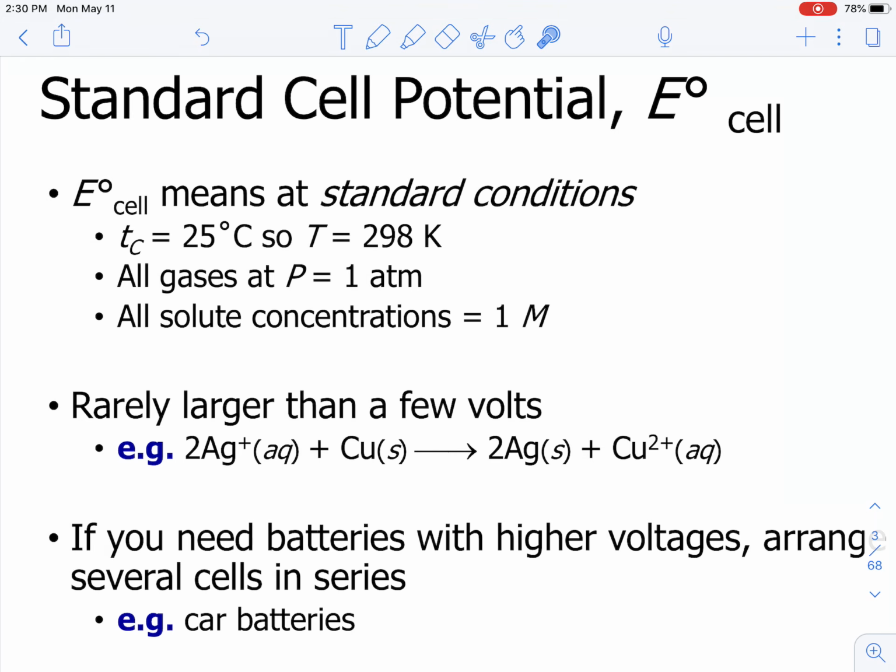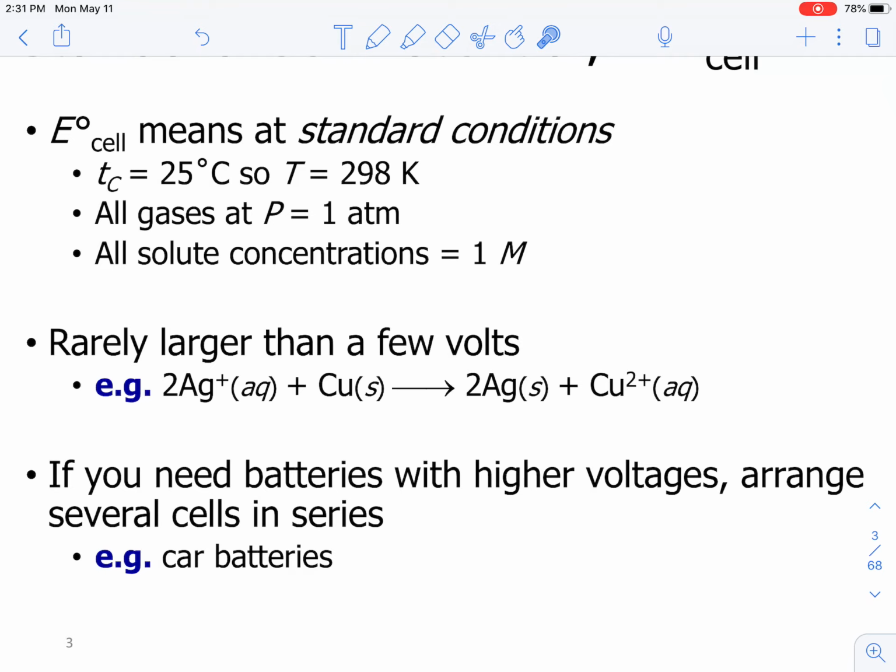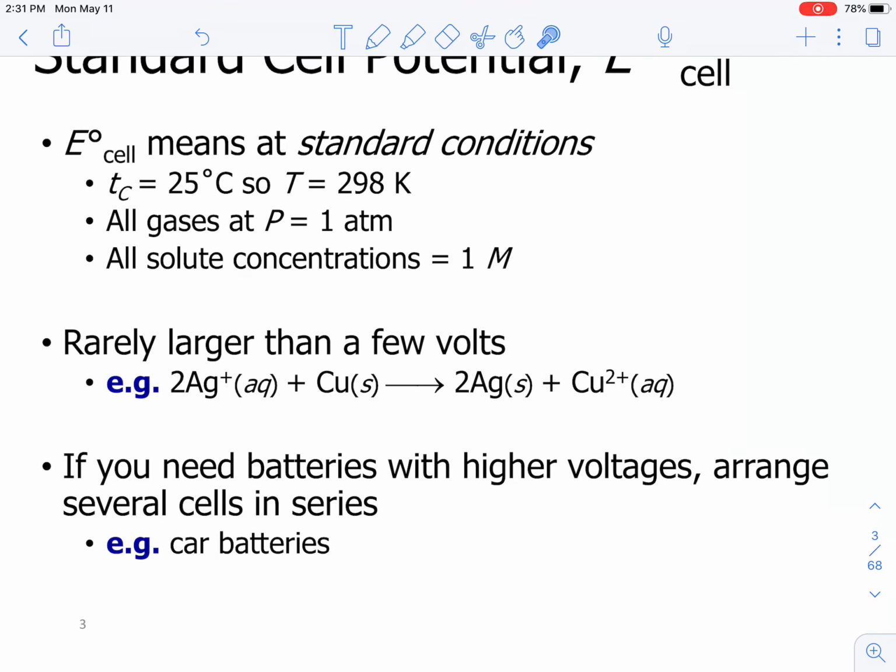And so basically, if you have a battery, if you need to power up your device that requires a higher voltage, then you should arrange your battery in such a way that you get a series of galvanic or voltaic cells. And so by setting it up as a series, you are able to increase the amount of volts that can be extracted, if you will.